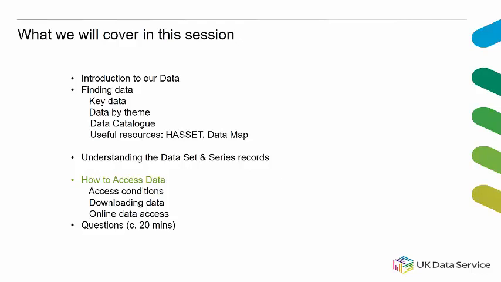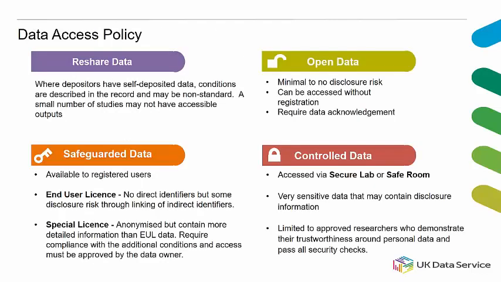In this final section of the webinar, we will learn how to access data, cover access conditions, how to download data, and we'll look at some of the online data access tools we have. So throughout this presentation, you would have heard me reference the access level or access conditions of our data. Our data are broken down into 4 overall access levels: reshare data, open data, safeguarded data, and controlled data.